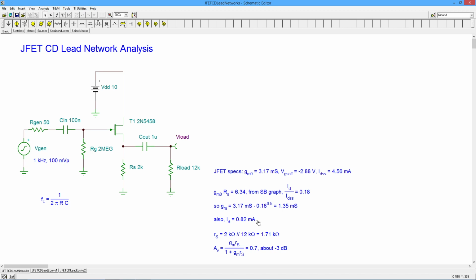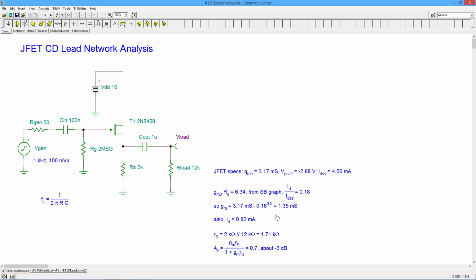But we also know that GM is equal to GM0 times the square root of that ratio. So when we crank through that, we get the GM, which is what we really need, 1.35 millisiemens. Knowing that, we can find the gain of the amplifier. Like I said, it should be a little bit less than 1, but that's GMRS over 1 plus GMRS.